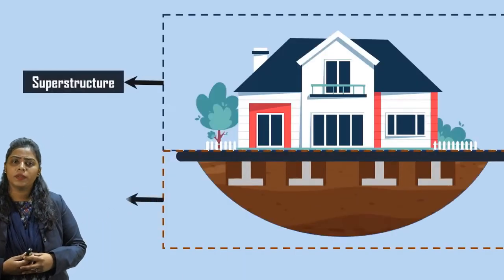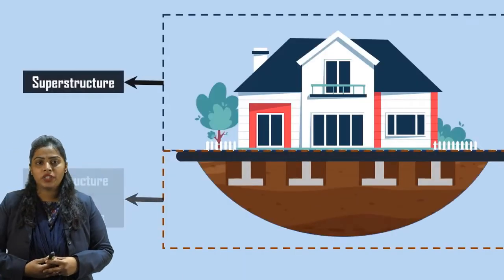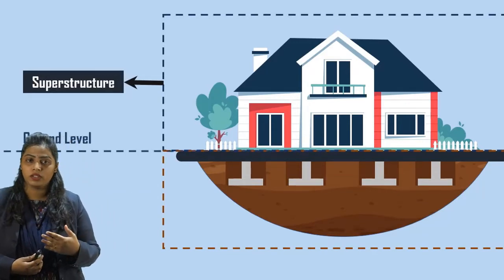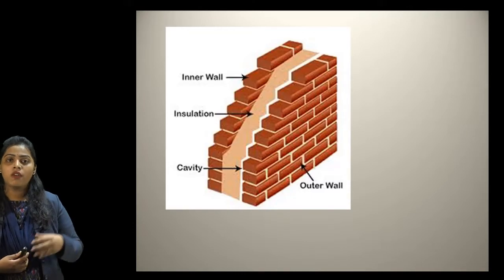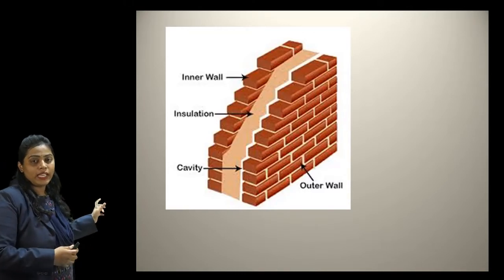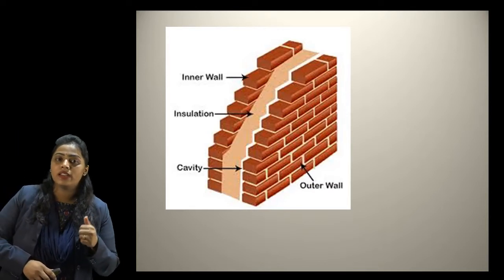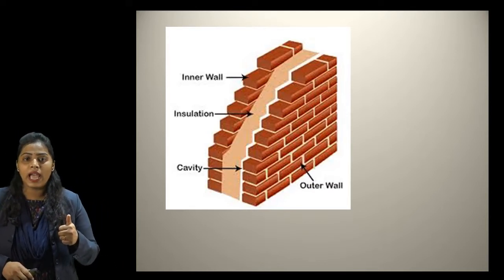What is meant by the superstructure? A part of the structure lying above the ground surface is called the superstructure. First one is the walls. Walls form the outer limits of the building and separate the rooms from each other. In walls there are two types, partition wall and cavity wall.